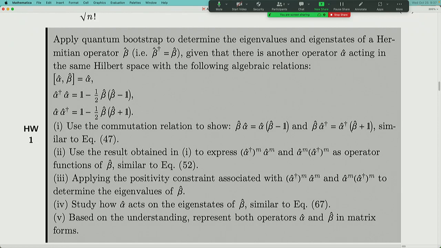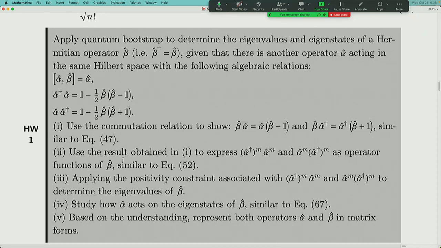Not only that, you can continue to study how, when we act alphas on the eigenstate of beta, similarly, it will create or annihilate, or raise or lower the eigenvalue, and then eventually connect all the eigenstates together. So in that case, we can actually write down the matrix representation for alpha and beta. I can tell you that in the end, if you do everything correctly, this Hilbert space is not an infinite dimensional Hilbert space. It is actually a finite dimensional Hilbert space, with only a finite number of states. That's why you can really write down a finite dimensional matrix representation for alpha and beta.